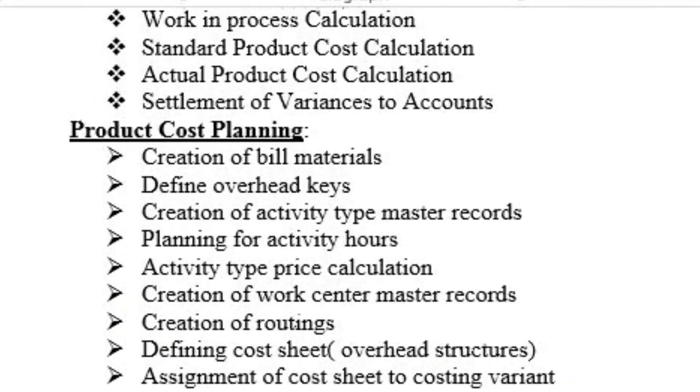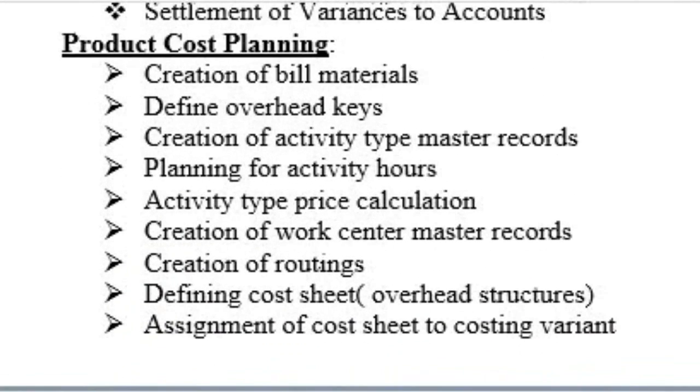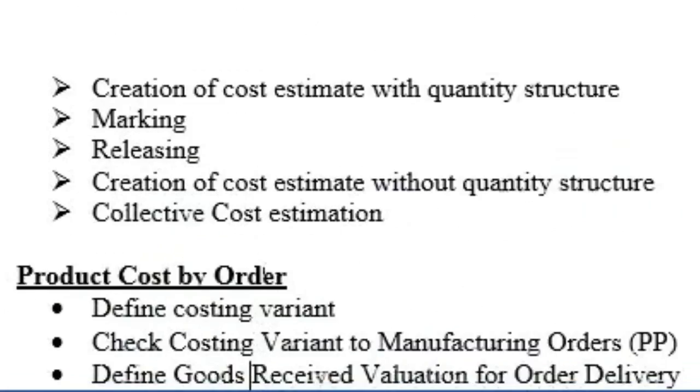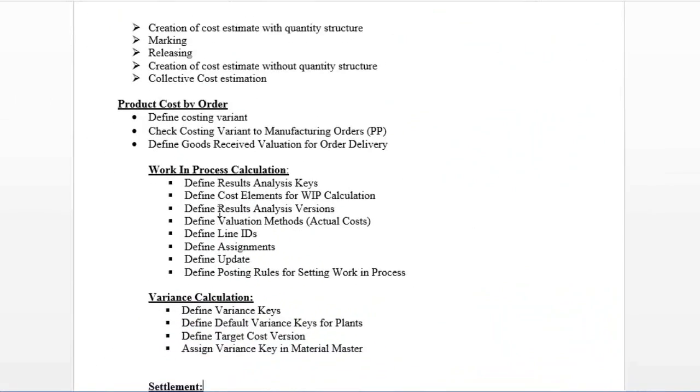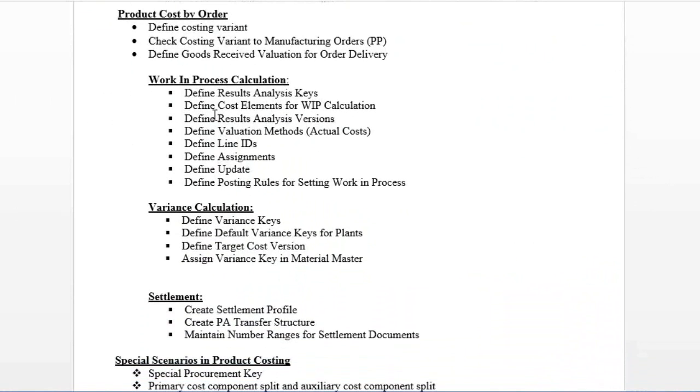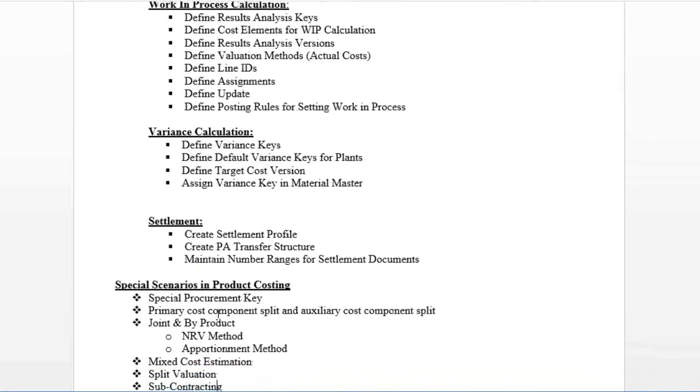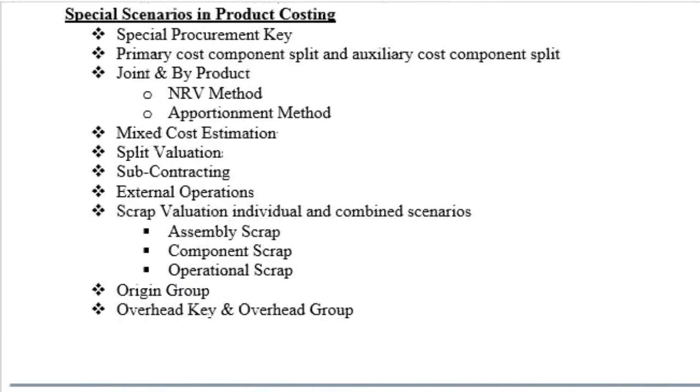We are going to create a work center, because through the work center, cost center only, we can update the values. In product cost by period, the work in progress, variance and settlement are period and process. This we are covering in detail. How the values are calculated in work in progress, I will explain in detail. So in special scenarios, all these things we are doing. So in case of special procurement key. So in component split also, there are different types: primary cost component split, auxiliary cost component split.